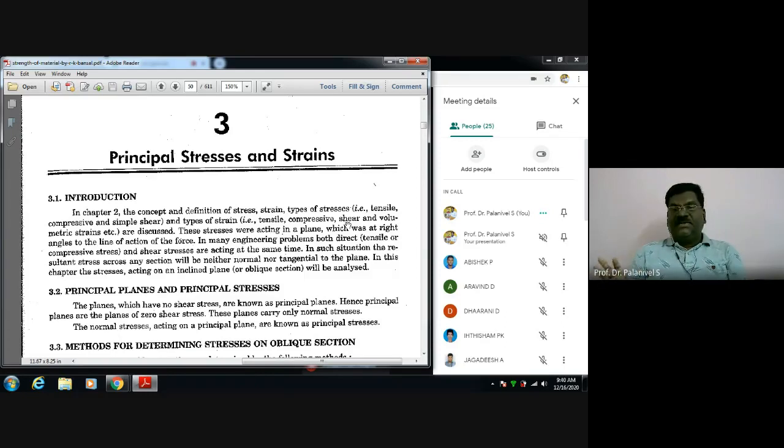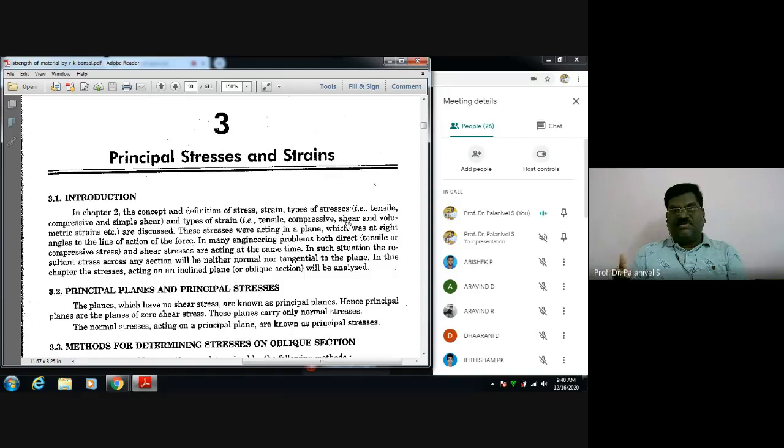In that, definitely the stress intensity will be different. Moreover, that plane will not have only normal stress, because the direction of stress also will be acting in some direction. That can be resolved into two directions. One is normal to that plane. You consider any oblique plane in the column.